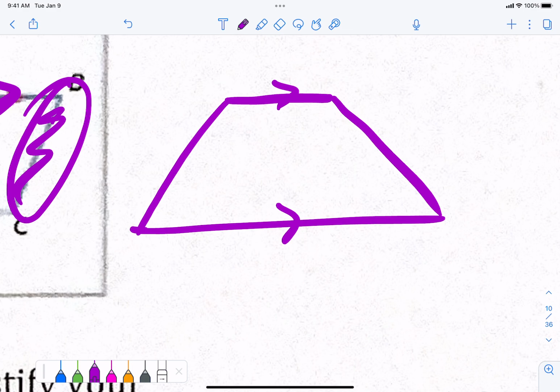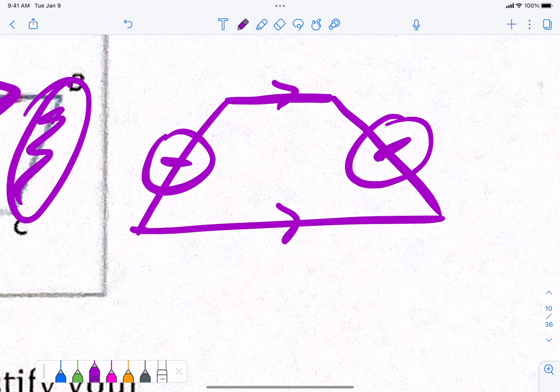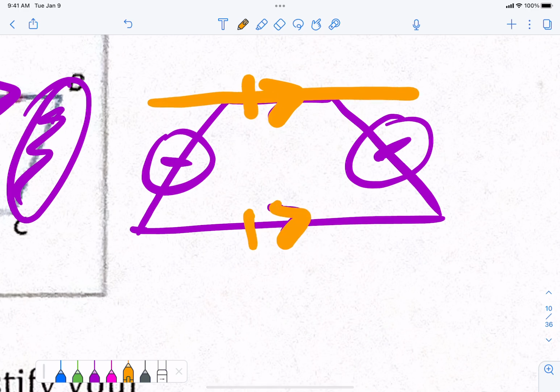No, that's a trapezoid. Even if they say, hey, these two are the same length, and these two are parallel, does that make it a parallelogram? No. It would have to be that this one is parallel to this one, and this one is the same length as this one. So if I make this one longer so these are the same length, does that make a parallelogram?